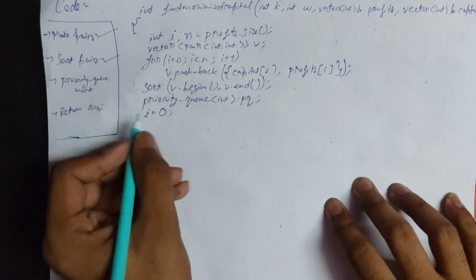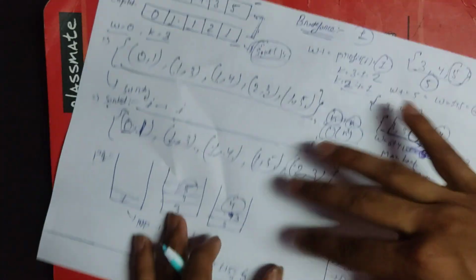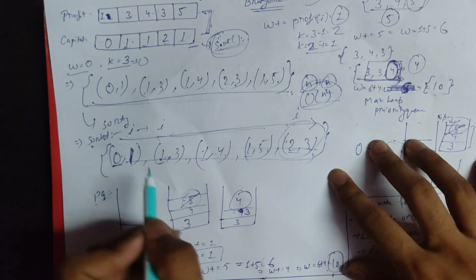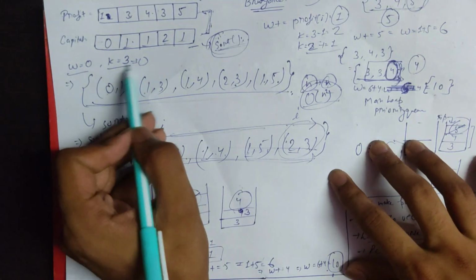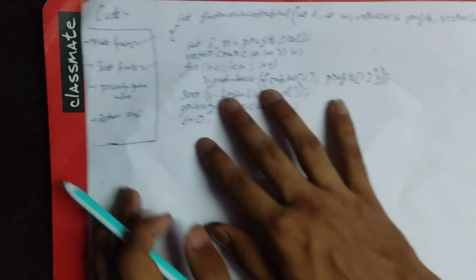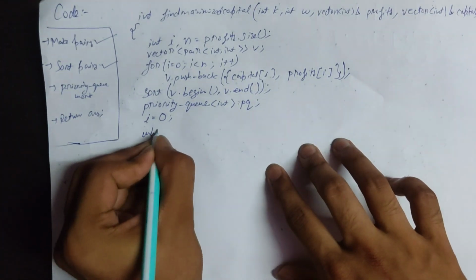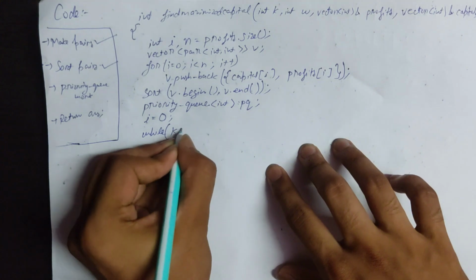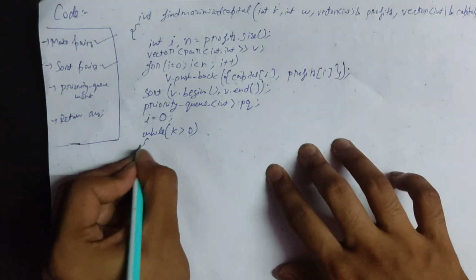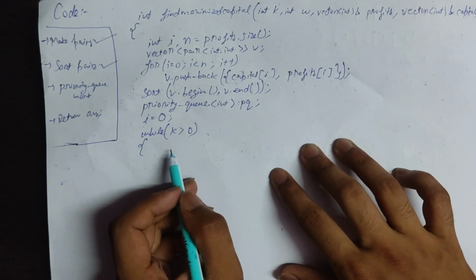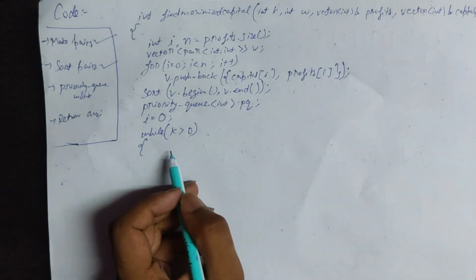We will do this operation again and again till k becomes 0. So we will do this operation k times. We will initialize our while loop like while k is greater than 0, and at the end of the while loop we will decrement k. So this while loop will work only k times, as we want to insert the elements only k times.